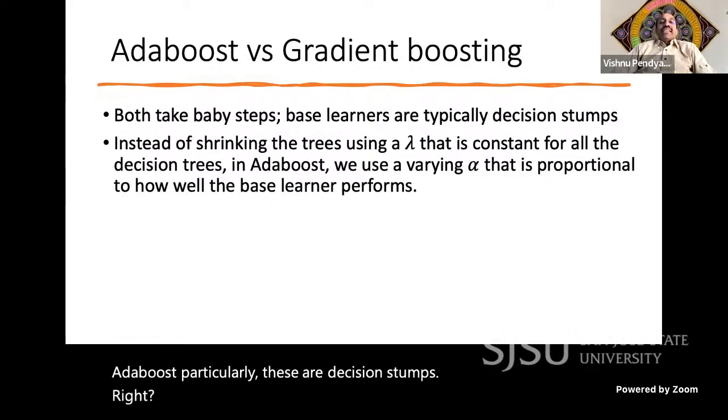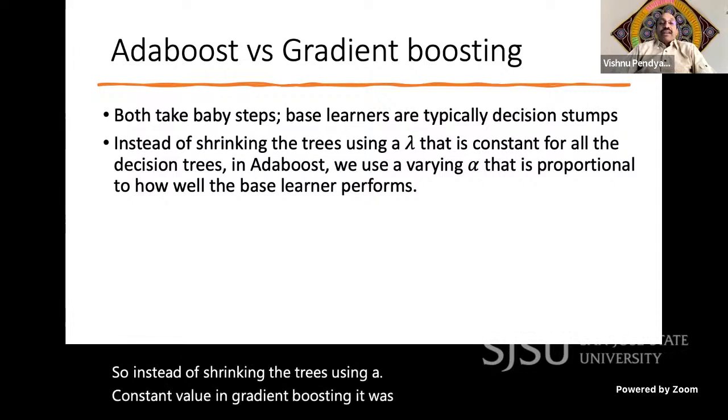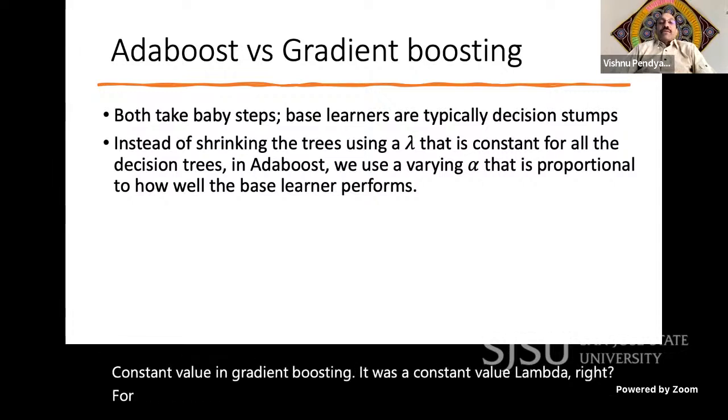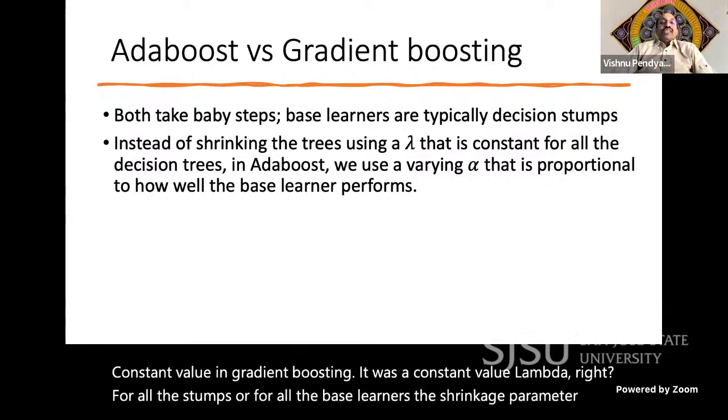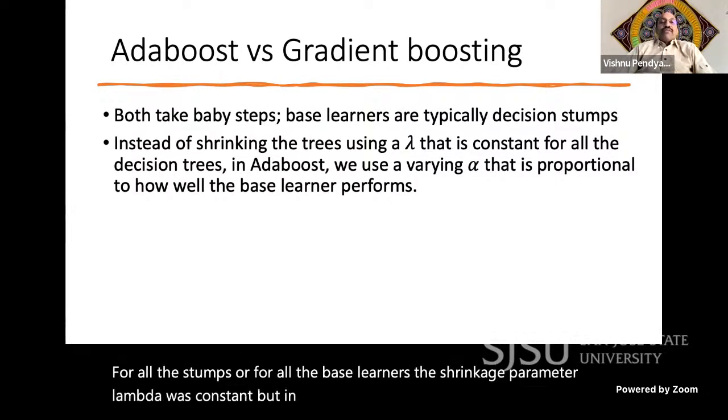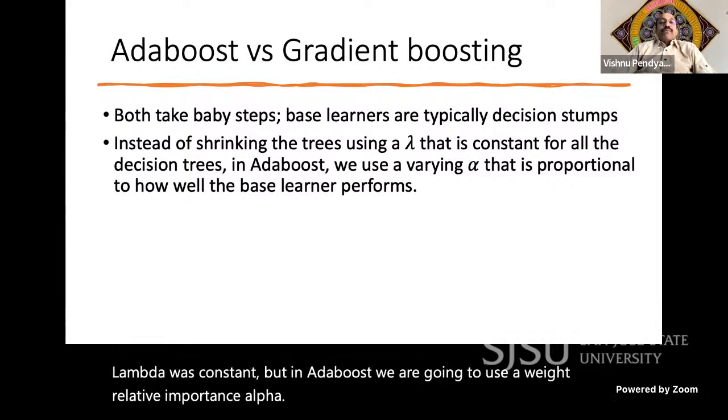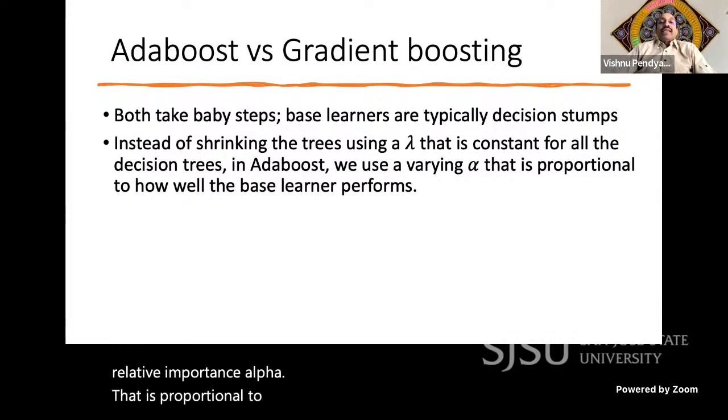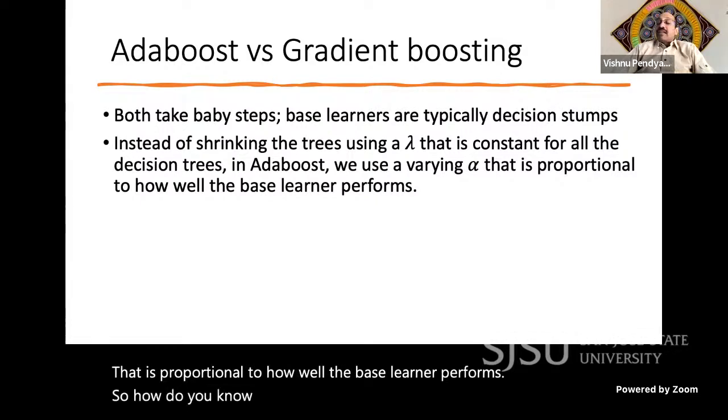In gradient boosting, instead of shrinking the trees using varying values, it was a constant value lambda for all the stumps, for all the base learners. The shrinkage parameter lambda was constant. But in Adaboost, we are going to use a weight, a relative importance, alpha, that is proportional to how well the base learner performs. So how do you know how well the base learner performed?